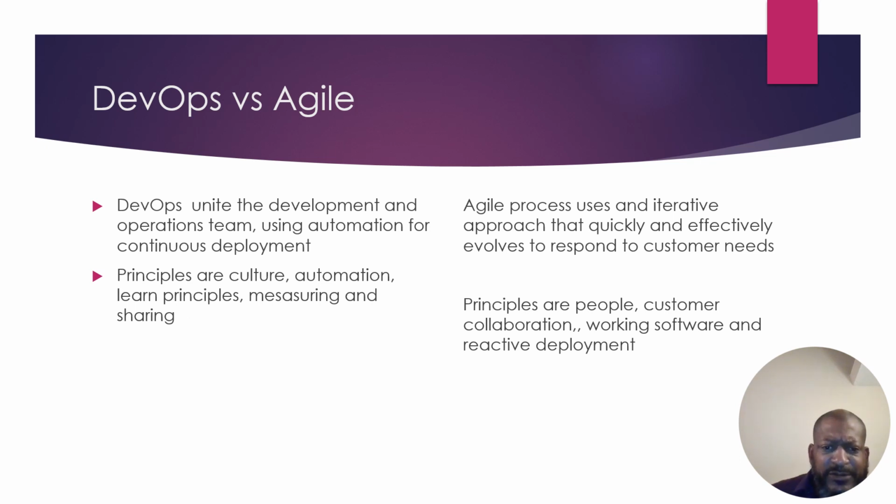Okay, DevOps unites the development and operations teams using automation for continuous deployment. And that's the thing about DevOps, it is huge on automation. That's the main piece of it. Principles are culture, automation, lean principles, measuring, and sharing.